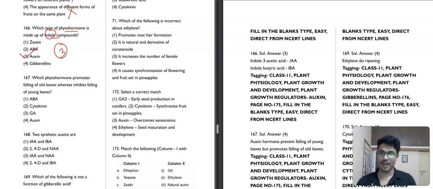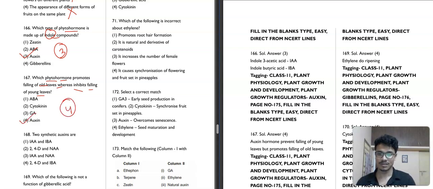Okay. Which phytochrome promotes falling of old leaves, whereas it inhibits falling of young leaves? First of all, tell me phytochrome. Okay, it is not phytochrome. I have read it wrong, it is phytohormone. That means plant hormone. It promotes falling of old leaves, whereas it inhibits falling of young leaves. So abscisic acid, cytokinin, auxin or gibberellic acid. So the auxin hormone prevents falling of young leaves but promotes falling of old leaves. So the fourth option is our correct answer.